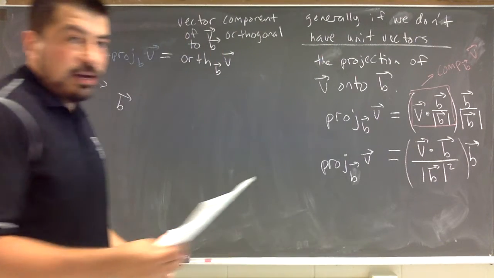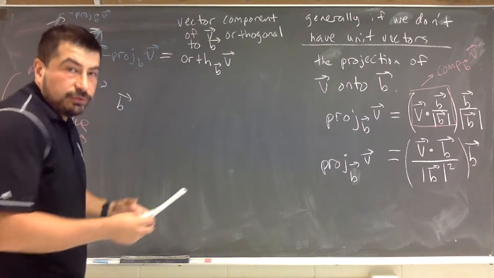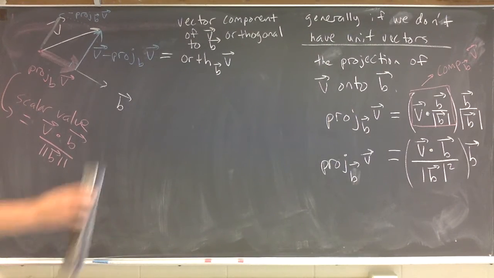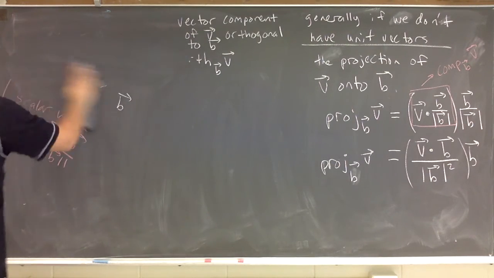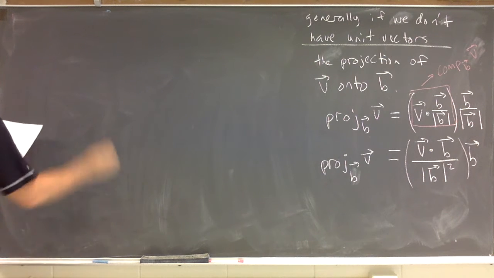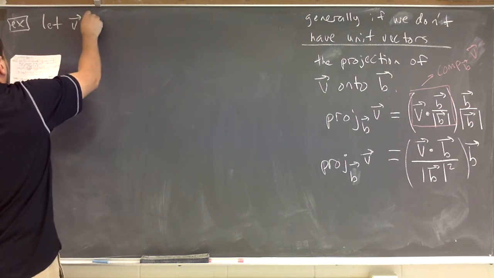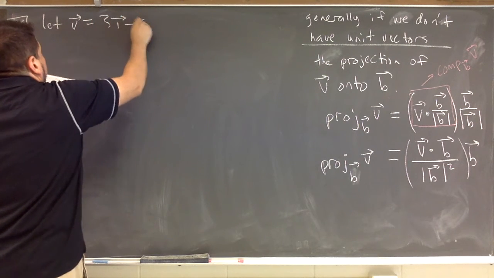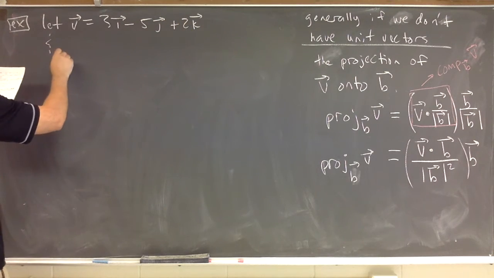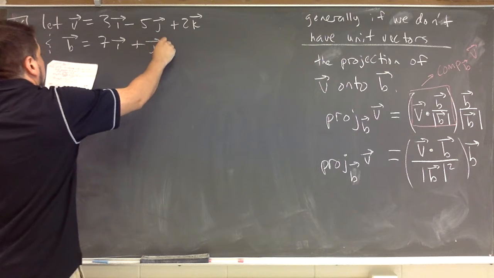A lot of different formulas at you here with this dot product stuff. Let's go ahead and do, let's see, how long is this thing? Oof, okay. Let's go ahead and do a quick example, and then we'll finish up with work. All right. So let's let V equal 3i minus 5j plus 2k, and B equal to 7i plus j minus 2k.